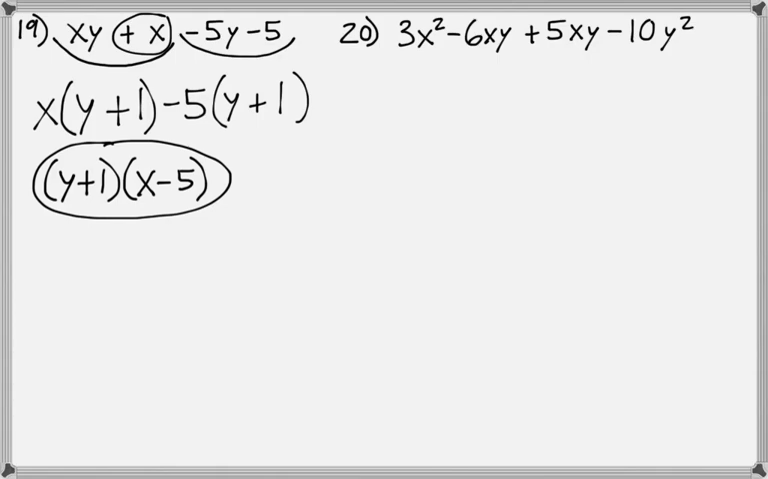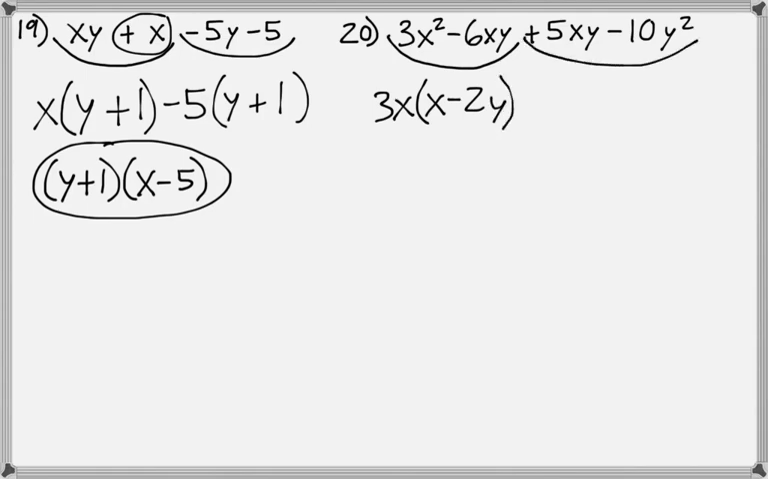Question number 20. Out of my first two terms, I can take out a 3, and I can take out an x. In the first term, that will leave me with just an x, and what's left over in the second term would be a minus 2y.